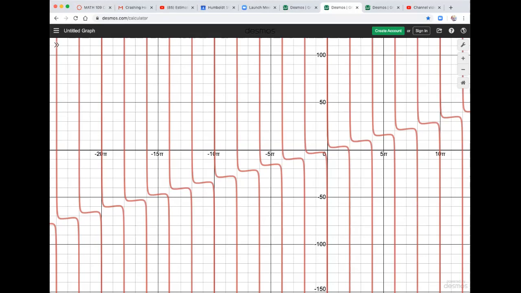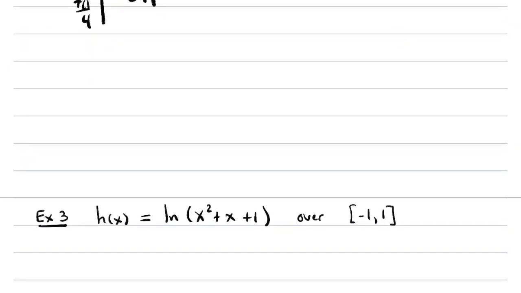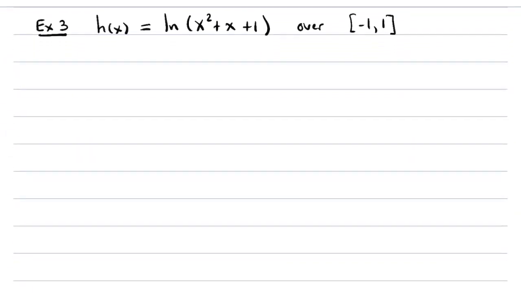Switching in this direction takes just a little bit longer, more buttons to push, but we're back. Okay, what's the third example? Logarithm function, why not? So I want to take the function h(x) = natural log of x squared plus x plus 1, find its minimum and maximum values over -1 and 1.